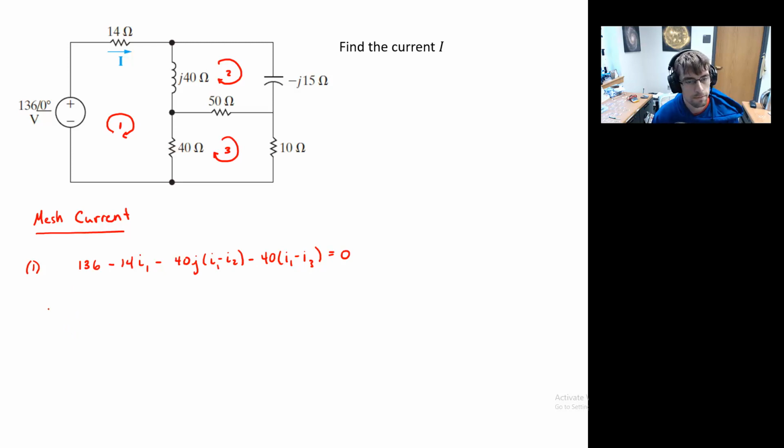Next up, number 2. Same thing, I'll walk around clockwise. So I have minus 40j (I2 minus I1), and notice here's where we have to be careful. We have a minus minus, so that actually gives me a plus 15j times I2. And then again, 50 (I2 minus I3).